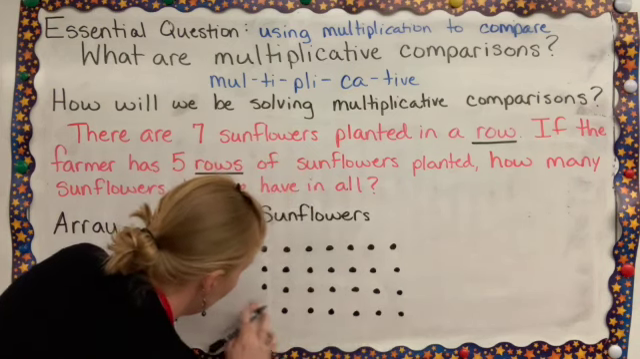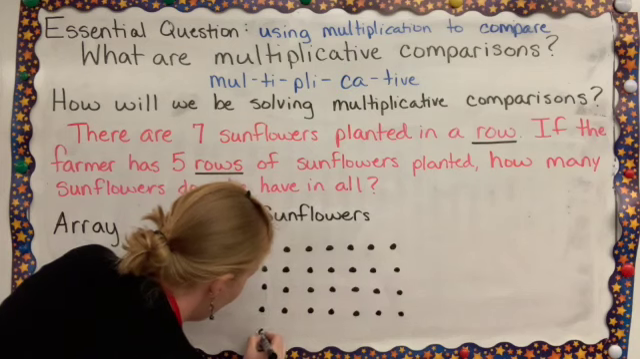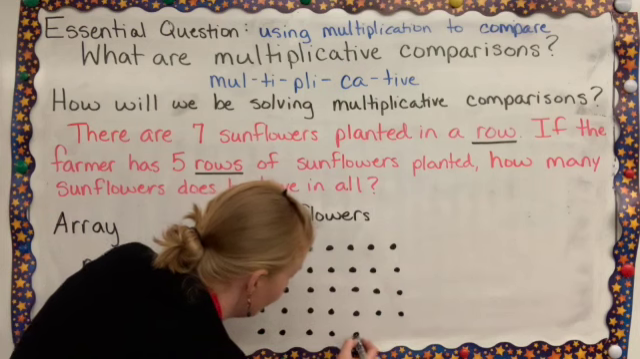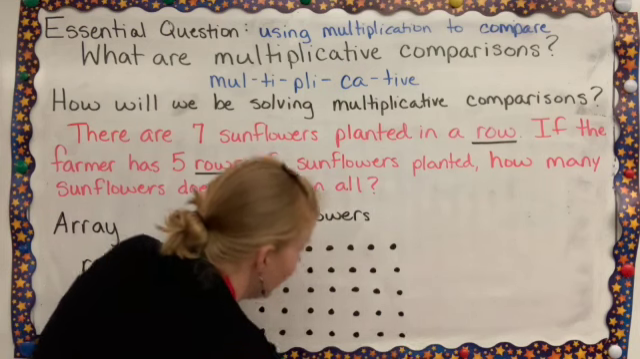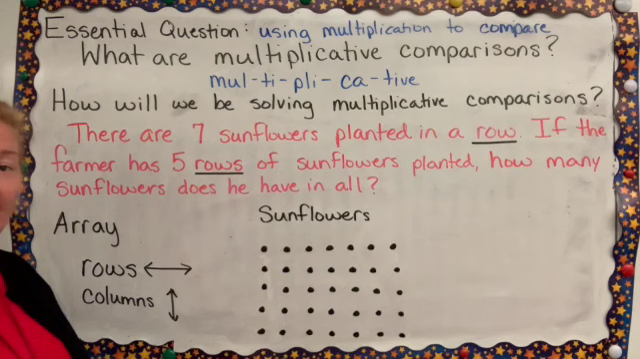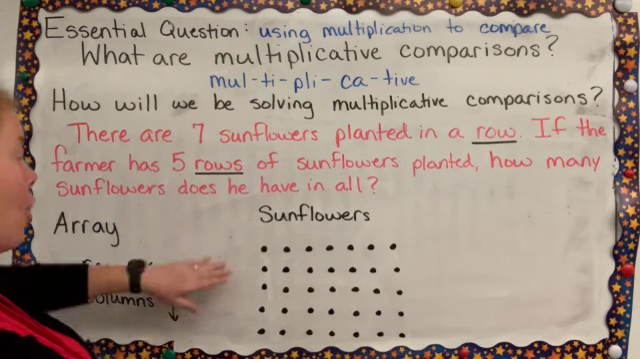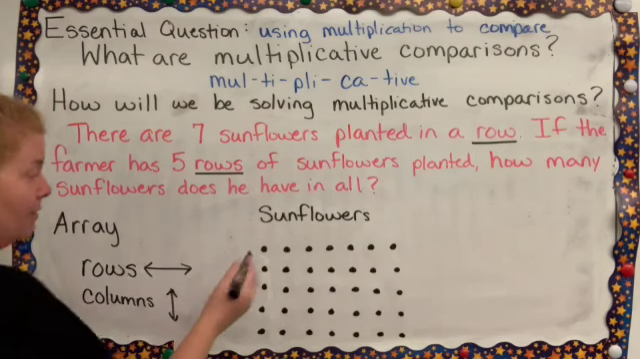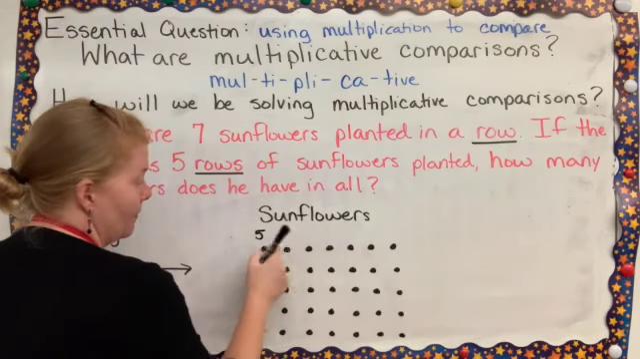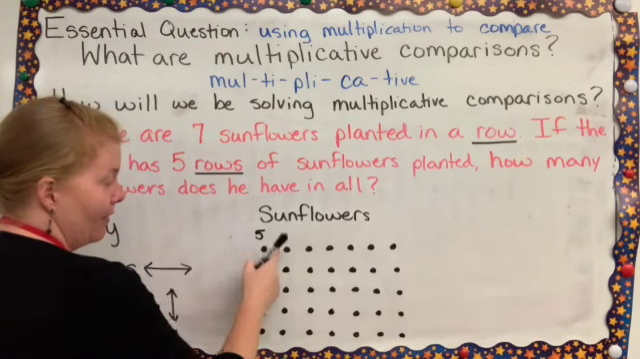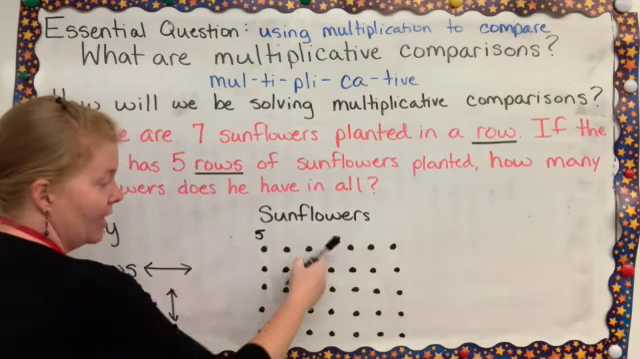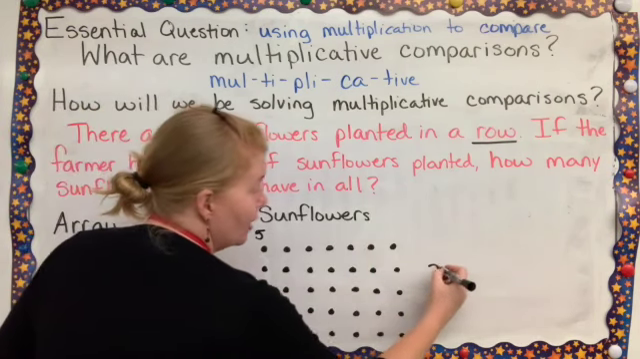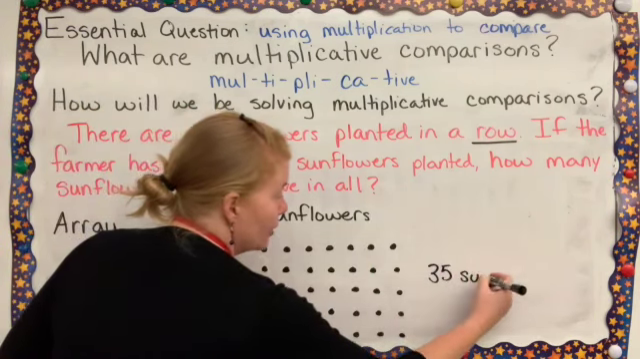And I'm going to move this one down a little bit. I have my 5th row that has 7. Now my job is to figure out how many I have in all. How many do I have in all? I can count my columns, and I can count by 5s, which is easier. There's 5 in this column, 5 in that column, so 5, 10, 15, 20, 25, 30, 35. So I should have 35 sunflowers.